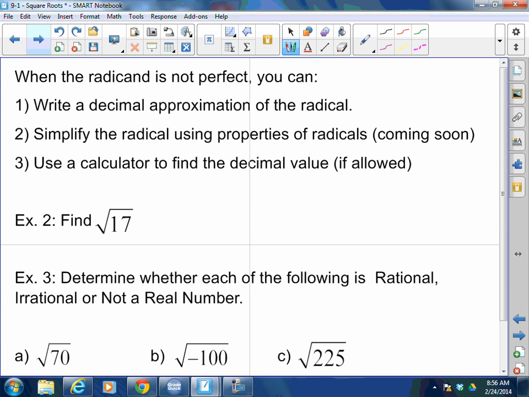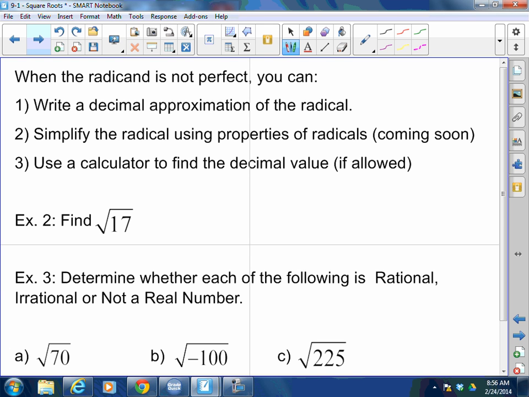Okay. Now, when the radicand is not perfect, you can write a decimal approximation of the radical. You can simplify the radical using properties of radicals. We haven't done any of those properties yet, so that's coming soon. Or you could use a calculator to find the decimal value. I will let you use a calculator just for speed. However, what if you get a teacher or a college professor that doesn't allow calculators? Let me show you how this works.